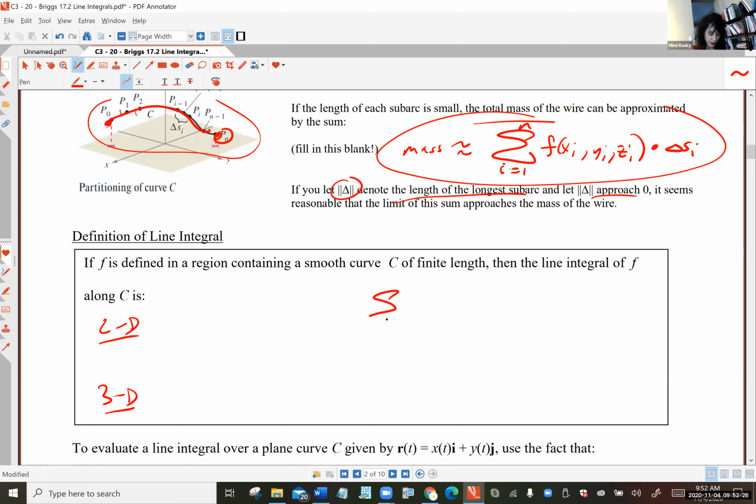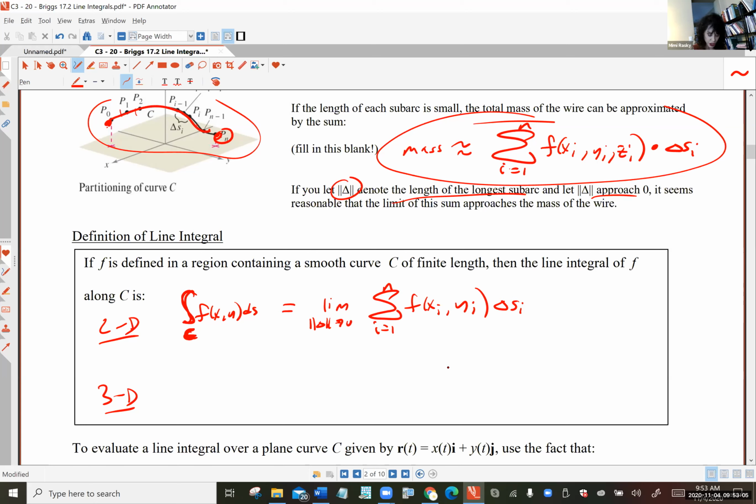So you have your sigma i going from 1 to n. If you're in 2D, then your density function is only a function of x and y. So f(x sub i, y sub i), little delta s sub i is your little length. As you take the limit, as the norm of the partition goes to 0, so you take it and chop it up into tiny, tiny subarcs, this is going to give you an integral, f(x,y) ds. And you're going to see the letter C here. That tells you that this integral is a line integral. That's how you know the difference between a regular single integral and a line integral. You're going to see a C down there.